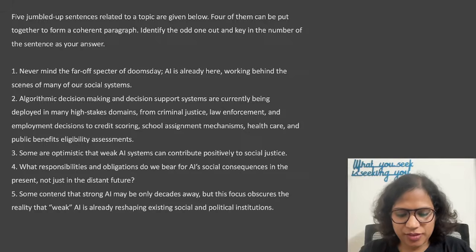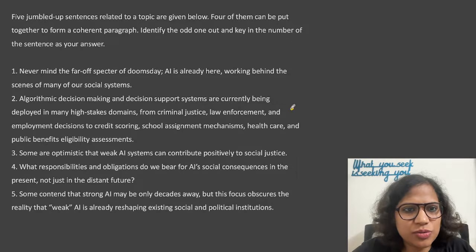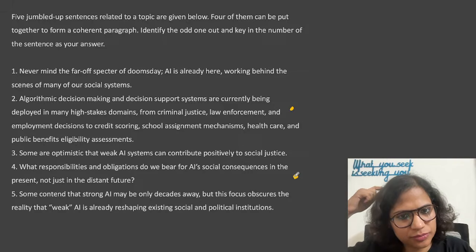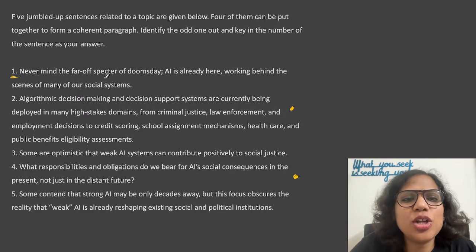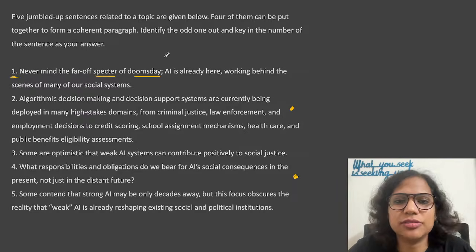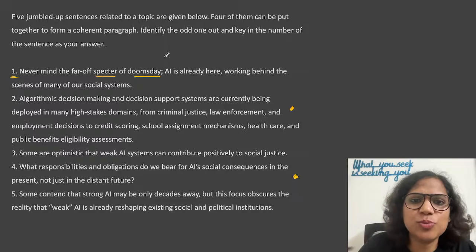Okay. So it's 2 versus 4 with a lot of you saying 4. All right. चलो देखते हैं फिर. These two. 2 versus 4. Any other option? Okay. ठीक है. Never mind the far off specter of doomsday. Far off bhoot of doomsday.